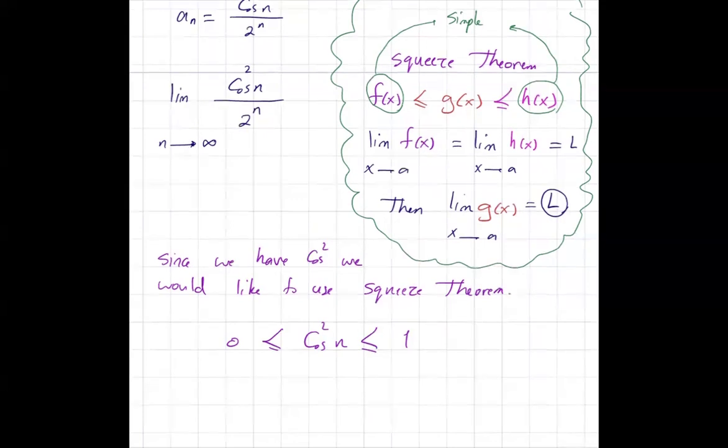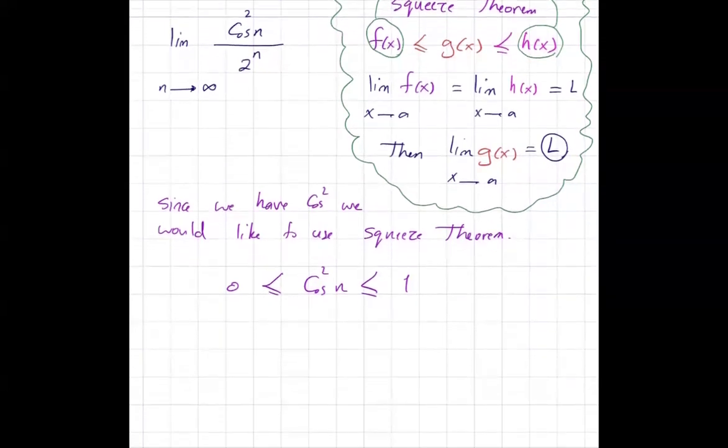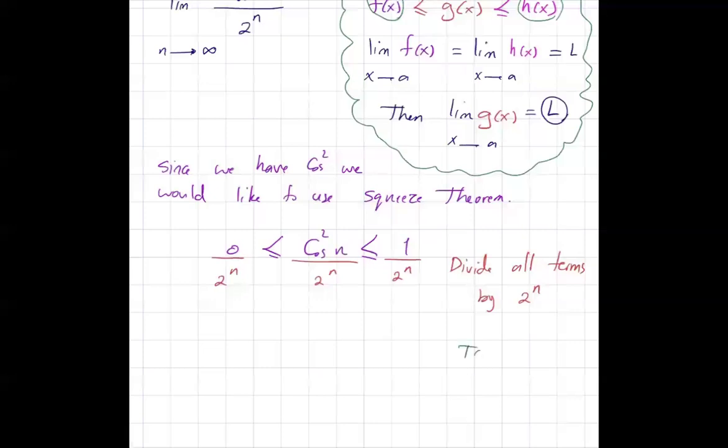Now what's the next step? Now divide everything by 2 to the n. Divide all terms by 2 to the n. So divide by 2 to the n, divide by 2 to the n, divide by 2 to the n. Then what? Now take the limit. The limit on the left-hand side is 0. The limit on the right-hand side is 1 over 2 to the n as n goes to infinity, which is indeed 0.